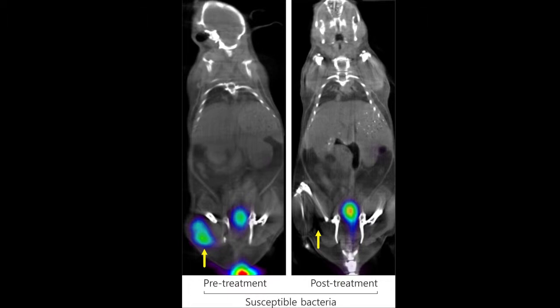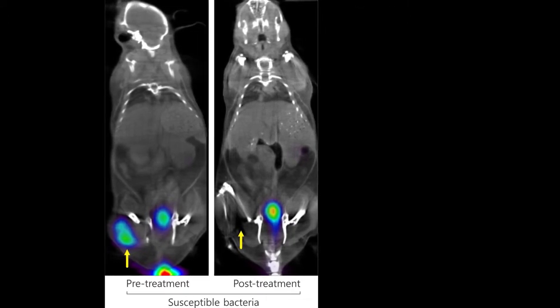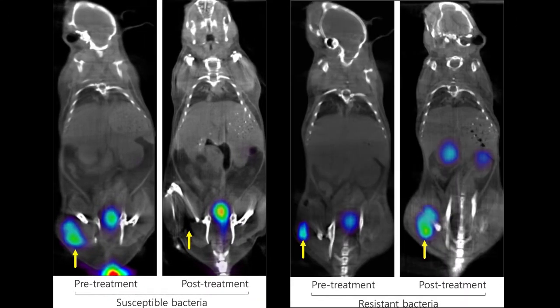24 hours after treatment with this antibiotic, because the bug is susceptible, the bug is dead, and you can't see the signal anymore. Now compare this to the next panel, where we have an infection with a resistant bacteria. So before treatment, you can actually see a very nice signal, but we gave the mouse 24 hours of treatment, and actually the signal has gotten even worse. And that means the bacteria are actually not dying, and they're multiplying.